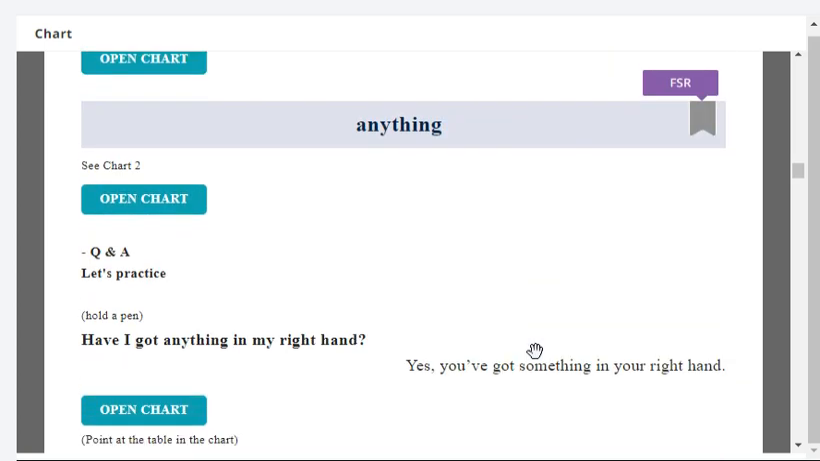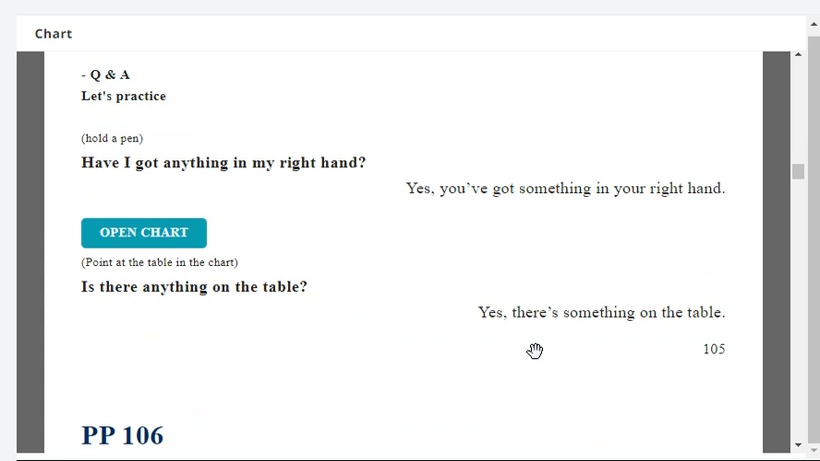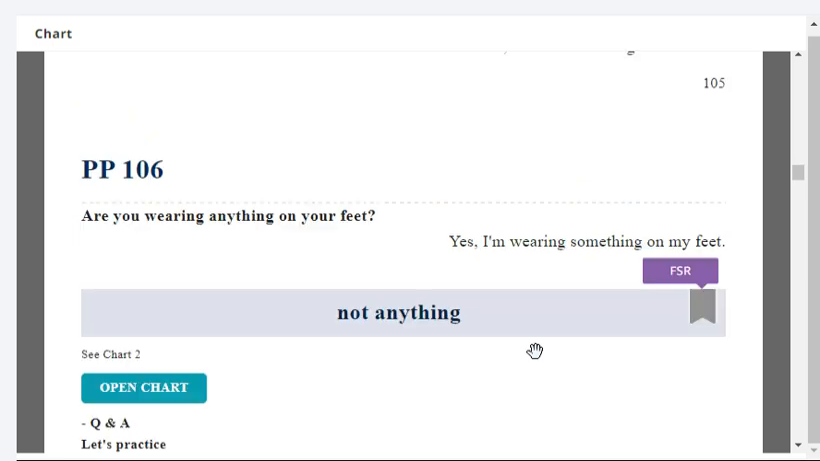Very good. Okay. Have I got anything in my right hand? Yes, you've got something in your right hand. Very good. Is there anything on the table? Yes, there's something on the table.